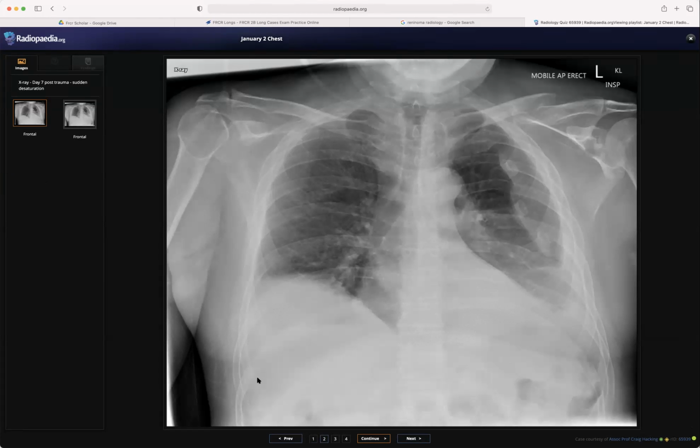So this is just a frontal chest radiograph of the patient with trauma chest on day 7. I can see multiple fractures involving the clavicle and ribs, and there is haziness of the left costophrenic angle as well as the right costophrenic angle, which could be due to associated pleural effusion. And the right hemidiaphragm is appearing elevated.